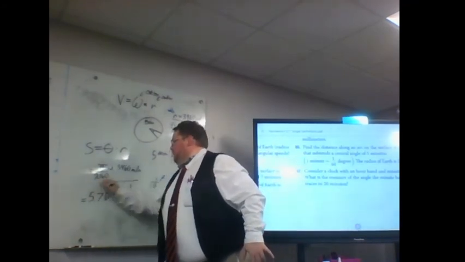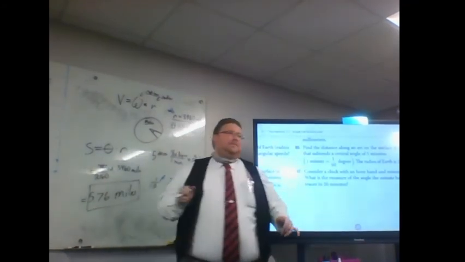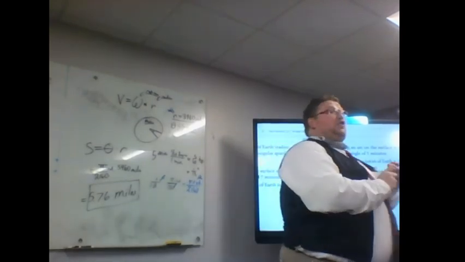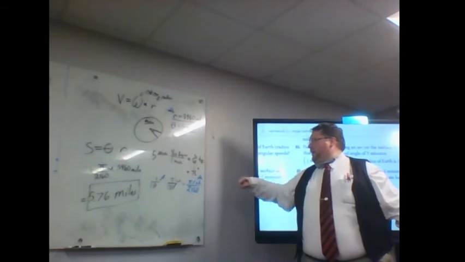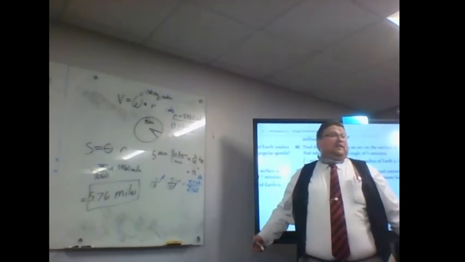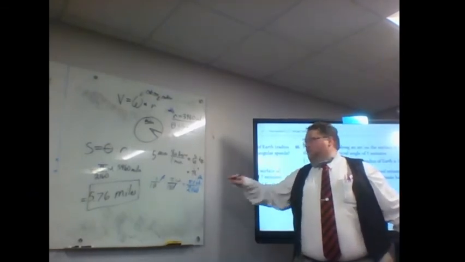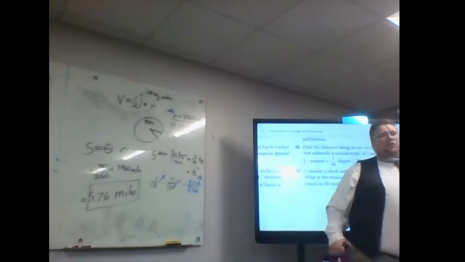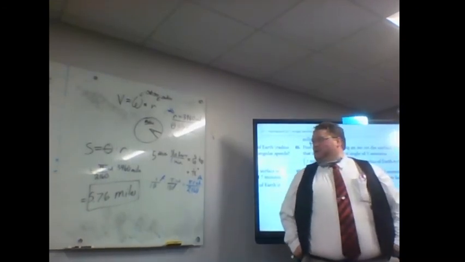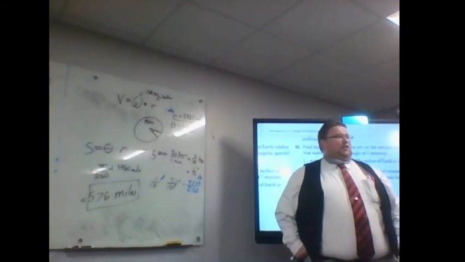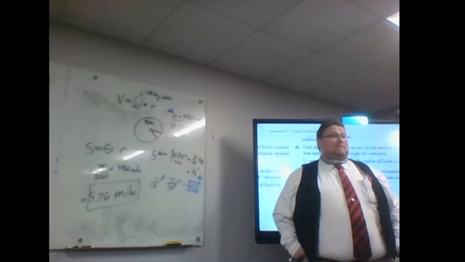5.76. So think about this. 5 minutes is 1/12 of a degree, which is pi over 2160, so very, very small. 1/12 of a degree is 5 miles on the surface. So from here to Pineville Center is only 1/12 of a degree. It's pretty neat. It's because of how big the Earth is.